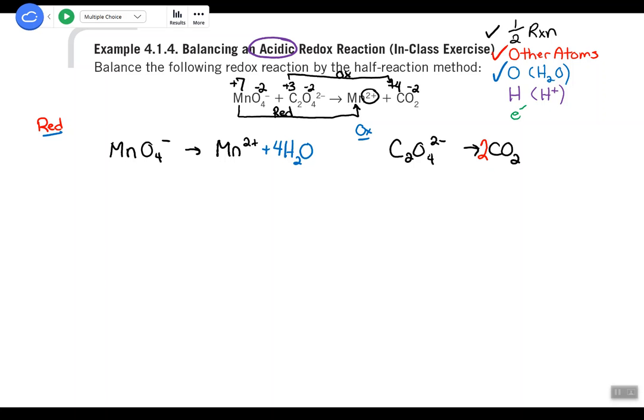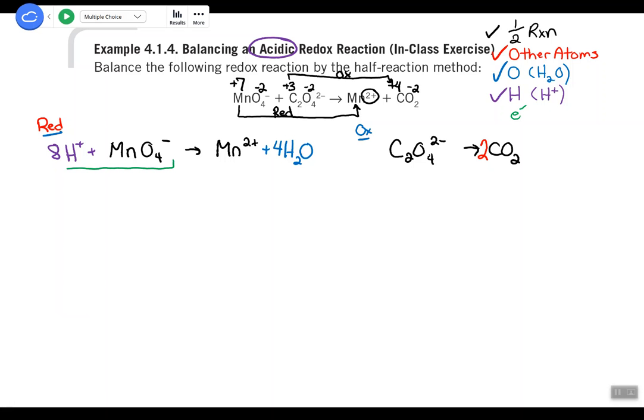So hydrogen, 0 on the left, 4 times 2 on the right. I need to add 8 hydrogens to the left. We're in acidic solution, so I can simply add 8 protons. Over here, 0 hydrogens on the left, 0 hydrogens on the right. Don't break a good thing. It's already balanced. So then we can balance our electrons.